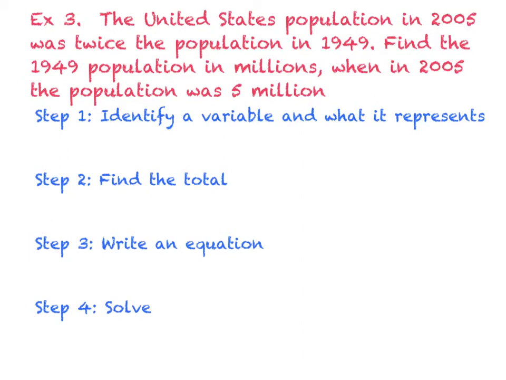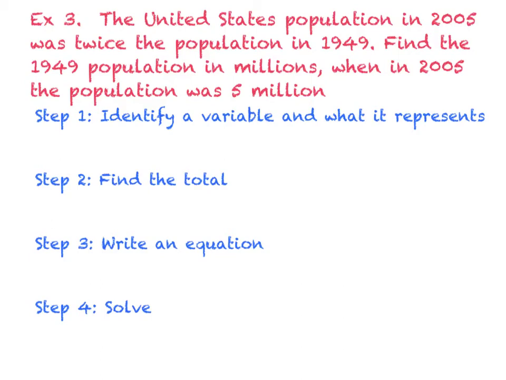This is the last example we're going to do together. I suggest that you pause the video at this point, attempt to do this problem on your own, and then when you're finished, listen back and make changes to your example as necessary so you can see how you're doing with this concept. So for this problem, we're looking at a United States population in 2005 that was twice the population in 1949. We want to find the 1949 population in millions, when in 2005 the population was 5 million.